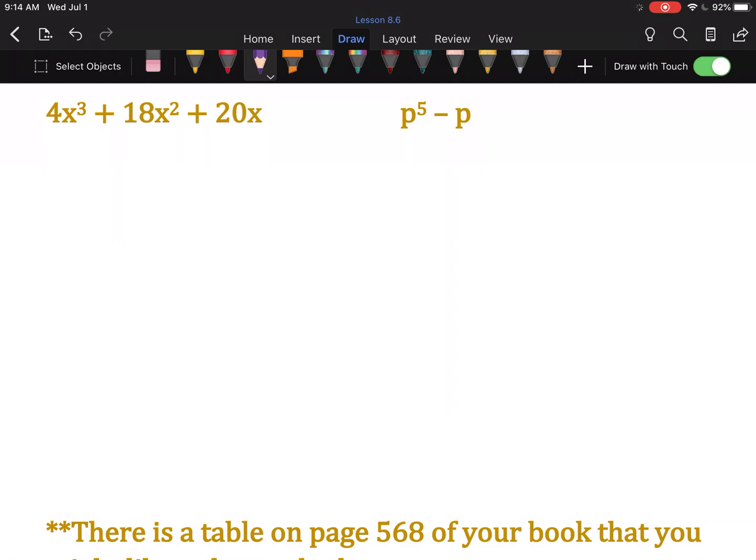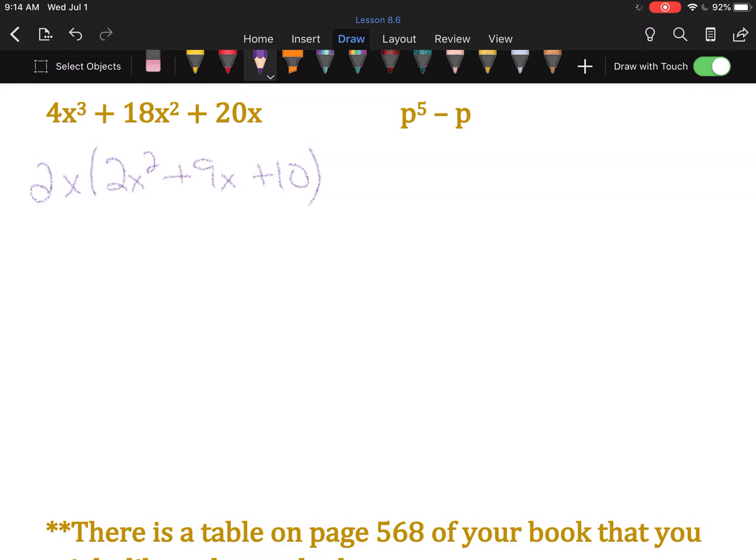So when we look at this, I'm thinking factor out 4x. That looks to be the common thing, except it's not. It totally isn't, because 18 doesn't divide by 4. So how about a 2x? 4 divided by 2 is 2. x cubed, take away one of those x's, is x squared. 18 divided by 2 is 9. x squared, take away one of the x's, is x. And 20 divided by 2 is 10. The x's are gone.